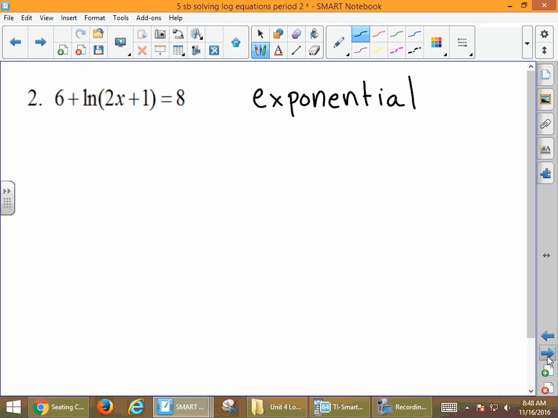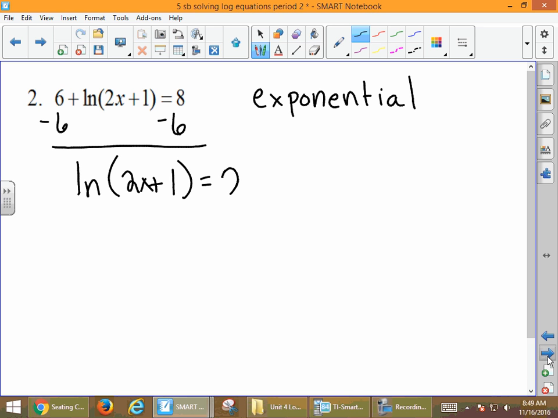And what we need to do is isolate the logarithm. We want to get at least one logarithm on each side, but in this case, get the natural log of 2x plus 1 equals 2. So now we have one logarithm on the left side. We don't have any logarithm on the right side. What's the base of a natural logarithm? Somebody said it. It's e.